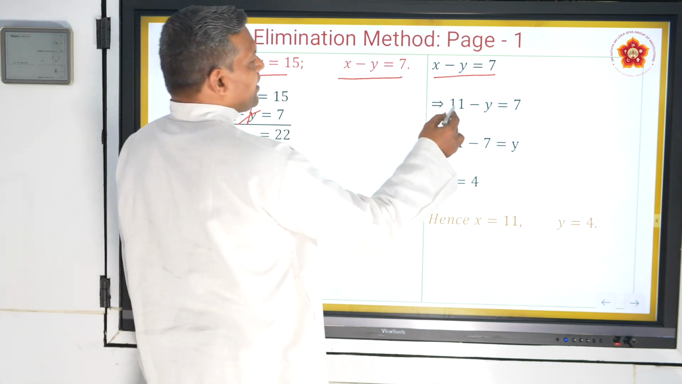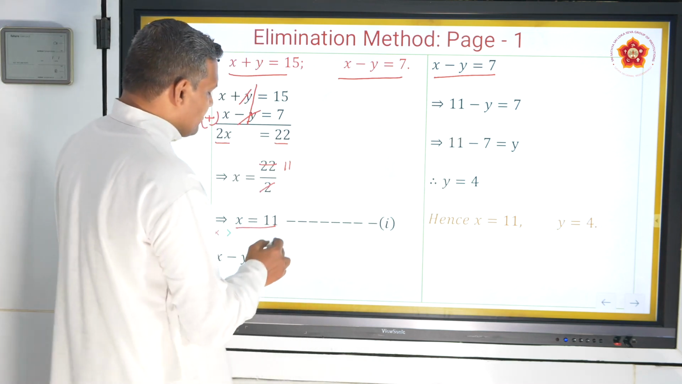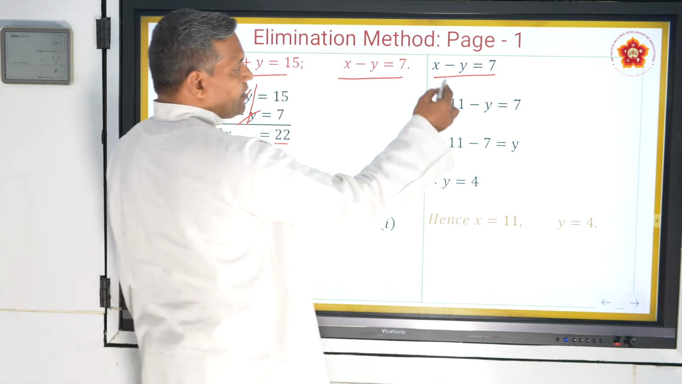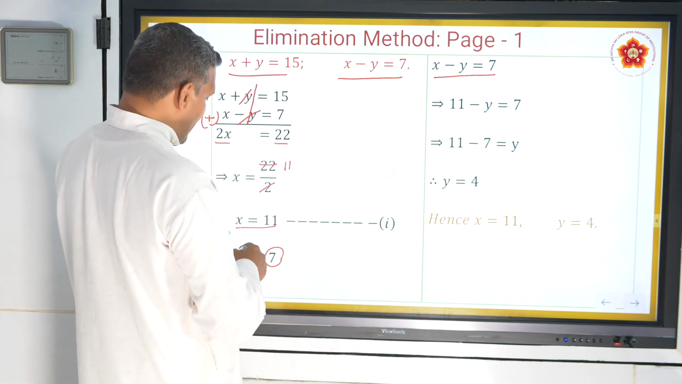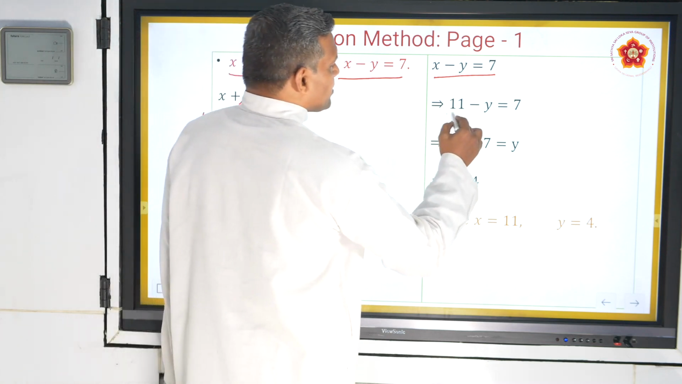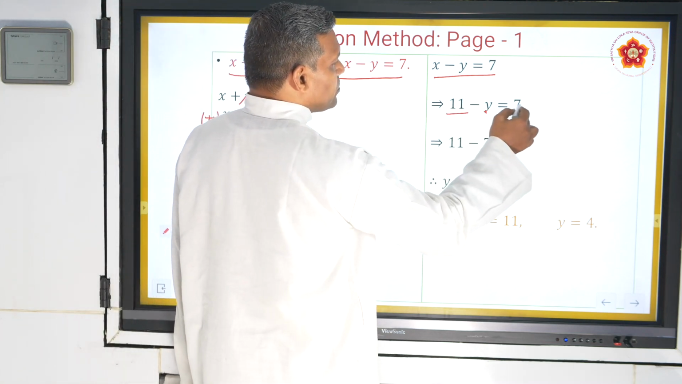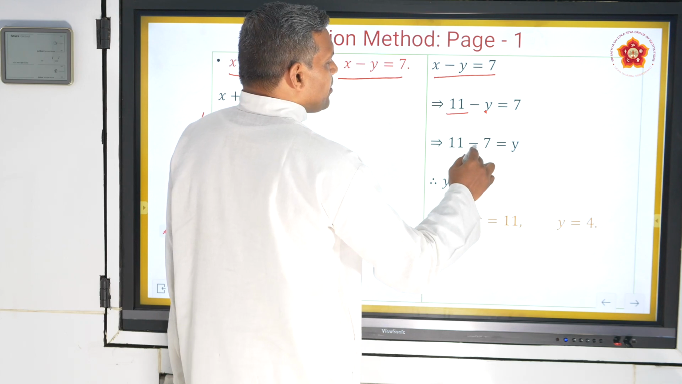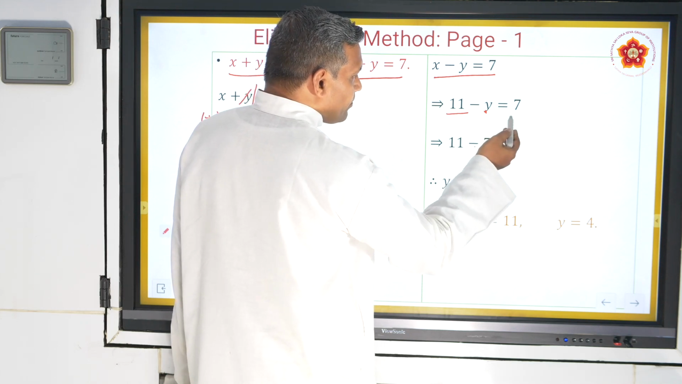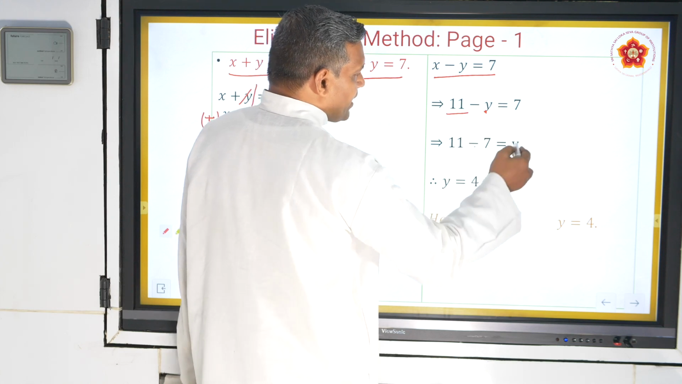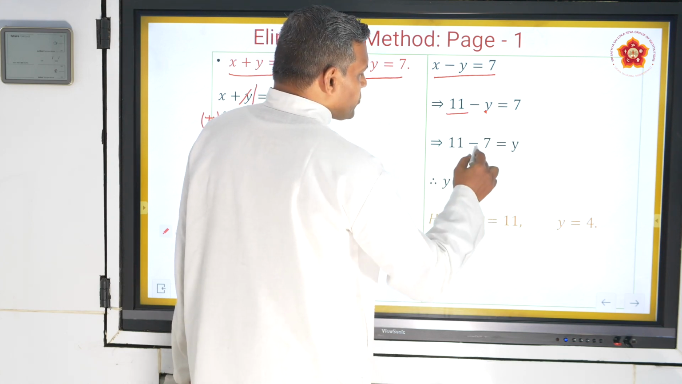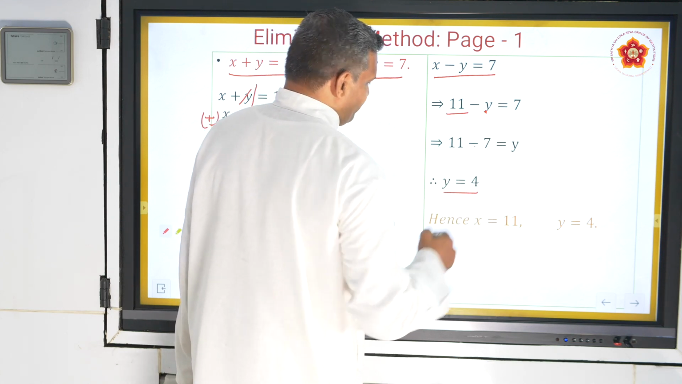Here, what is the value of x? You discovered x value 7. You substitute in the place of x, the value of x is equal to 11. Minus y is equal to 7, and then transpose minus y: now plus 7 comes here, minus 7 it becomes, and minus y goes that side and it will become plus y. So y is equal to 11 minus 7, that is equal to 4.